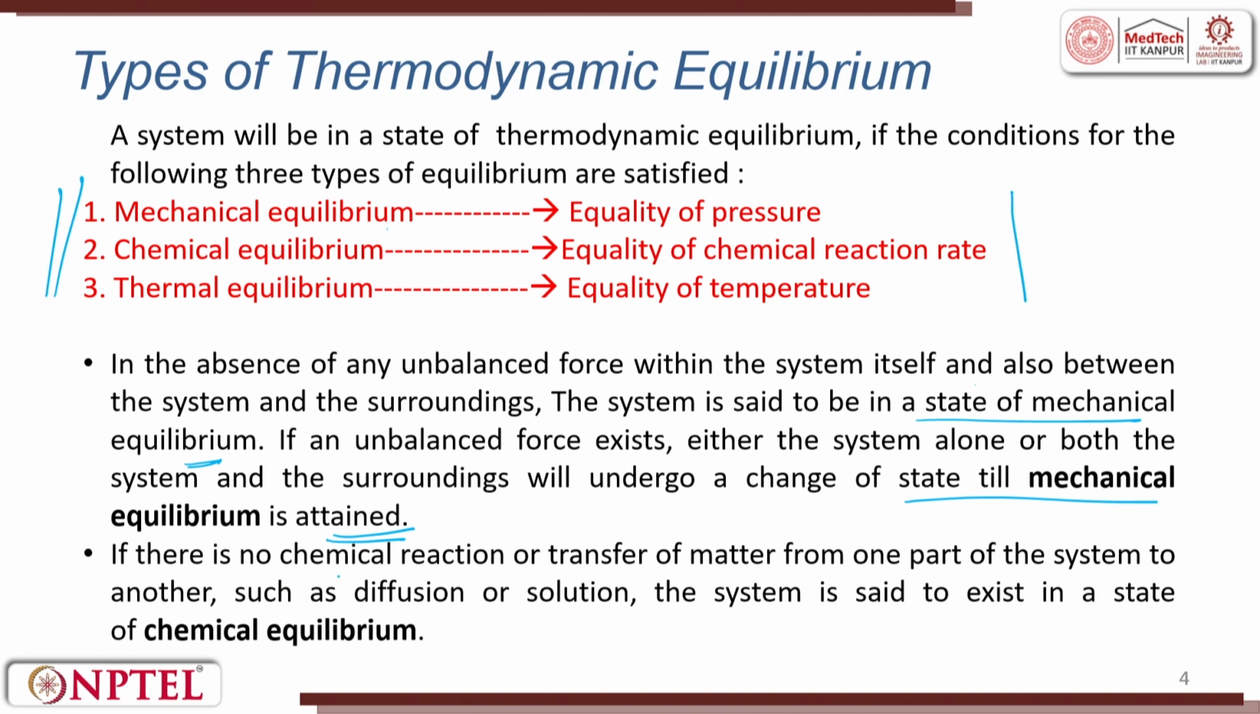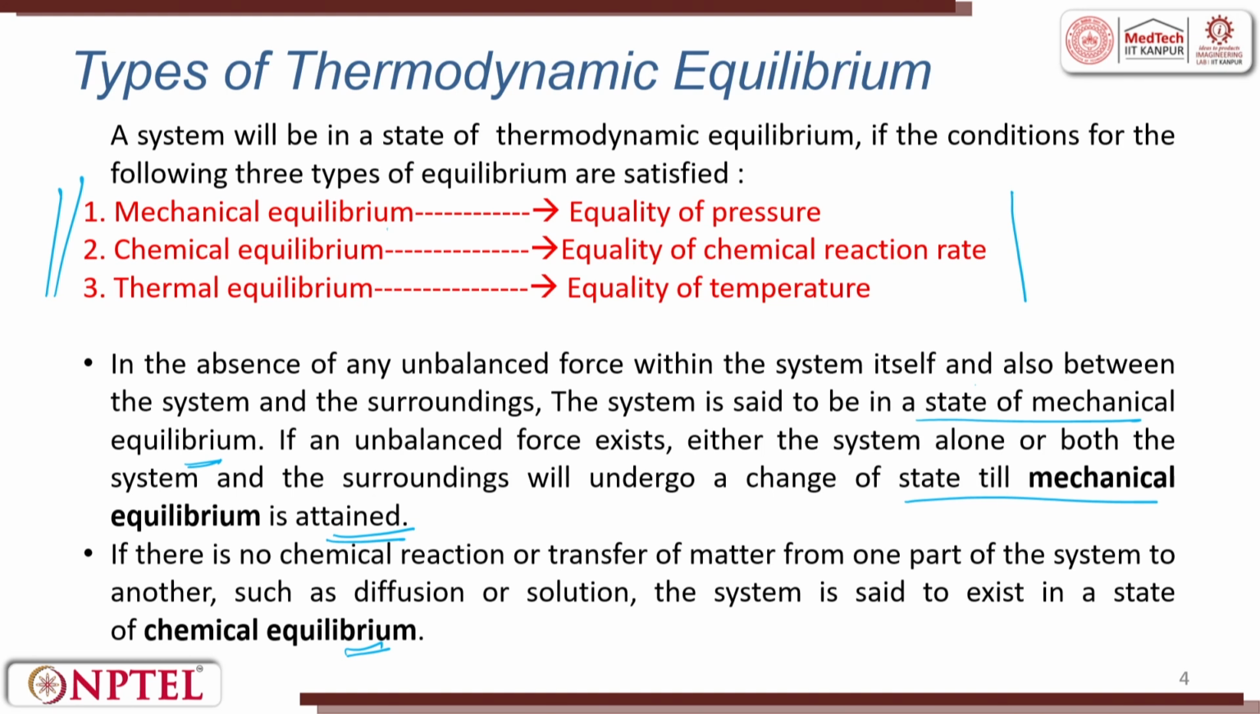So, if there is no chemical reaction or transfer of matter from one part of the system to another, such as diffusion or solution, the system is said to exist in the state of chemical equilibrium. See, diffusion is a very interesting phenomenon which is exhaustively used in material science.